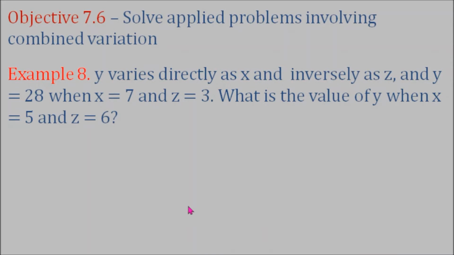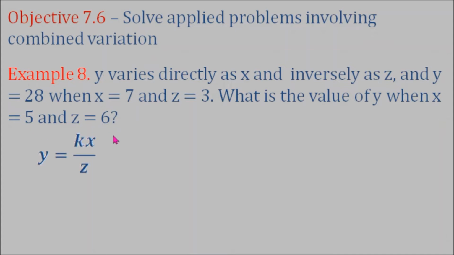Objective number 6. Solve applied problems involving combined variation. Example number 8. y varies directly as x and inversely as z, and y equals 28 when x equals 7 and z equals 3. What is the value of y when x equals 5 and z equals 6?